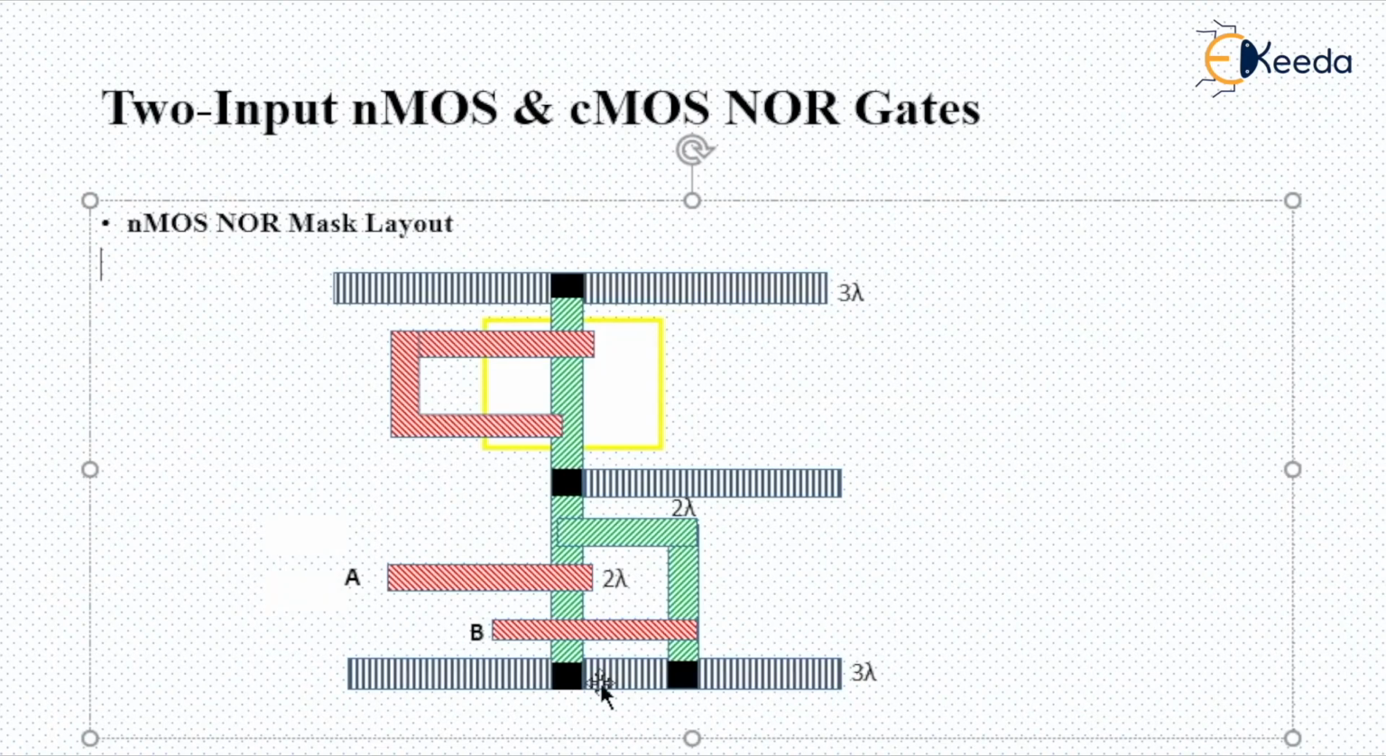So just try to draw a two input CMOS NOR gate mask layout from your side. So in the next class we will discuss the other forms of CMOS logics.